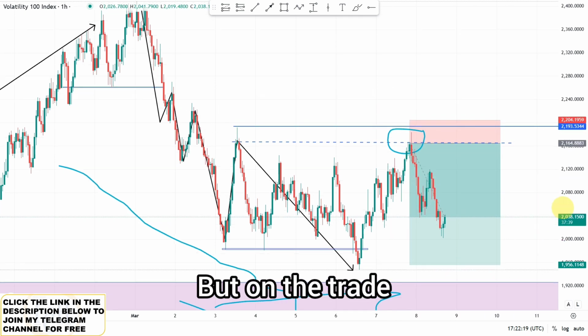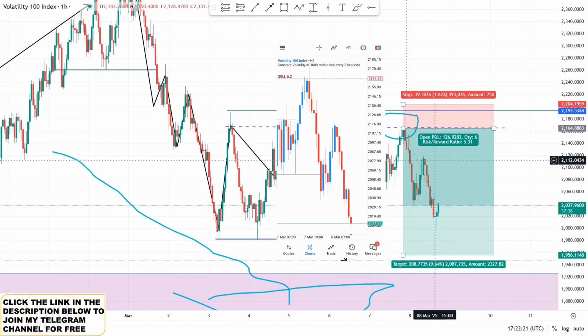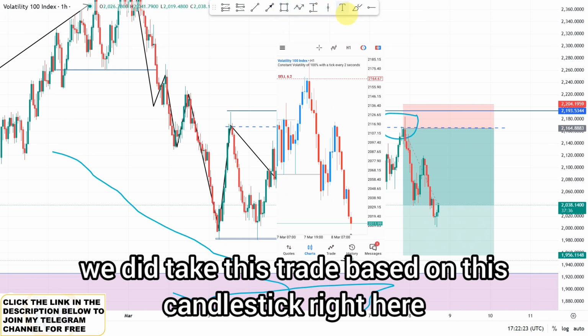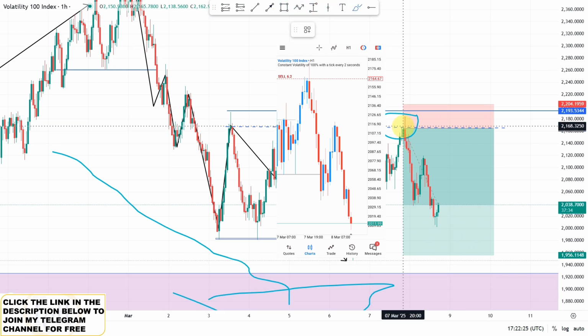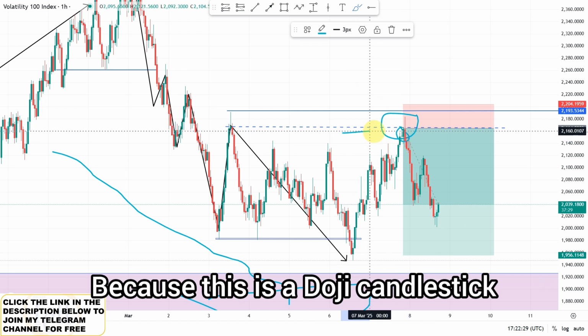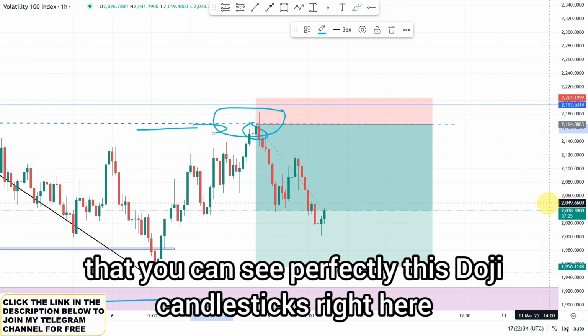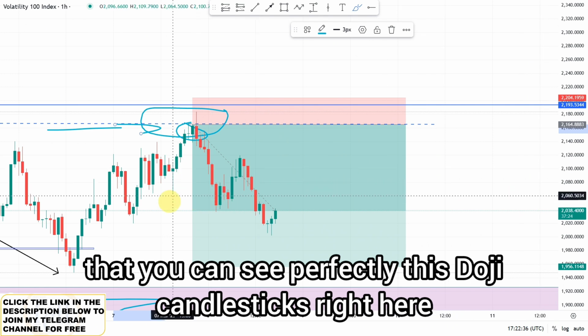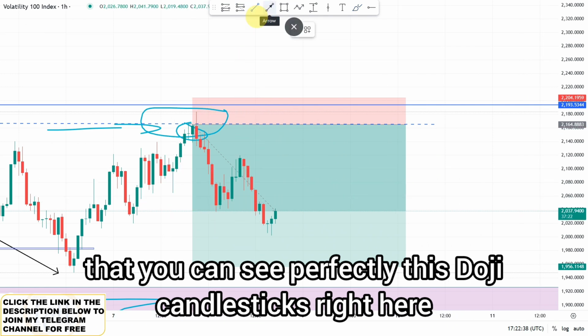But on the trade that you can see on the MetaTrader 5, we did take this trade based on this candlestick right here. This was my entry confirmation. Why? Because this is a doji candlestick. Let me zoom in a little bit so that you can see perfectly this doji candlestick right here.